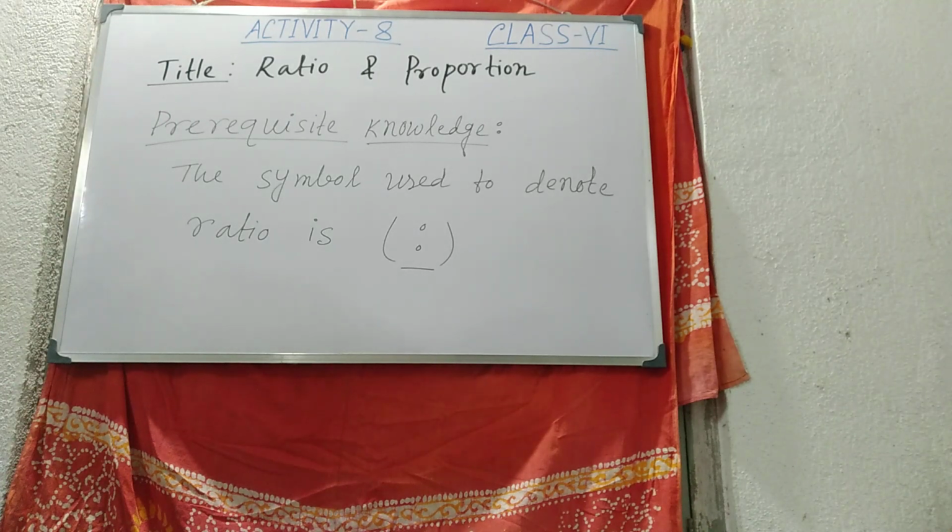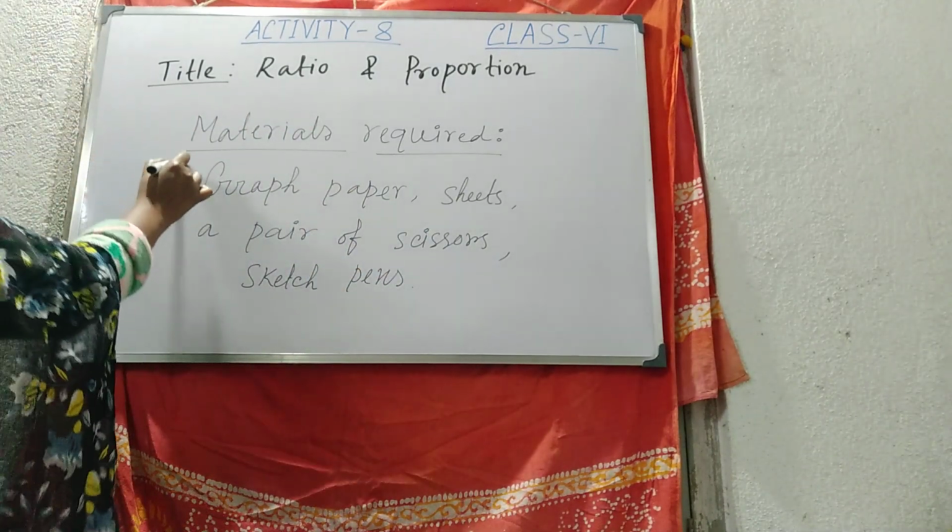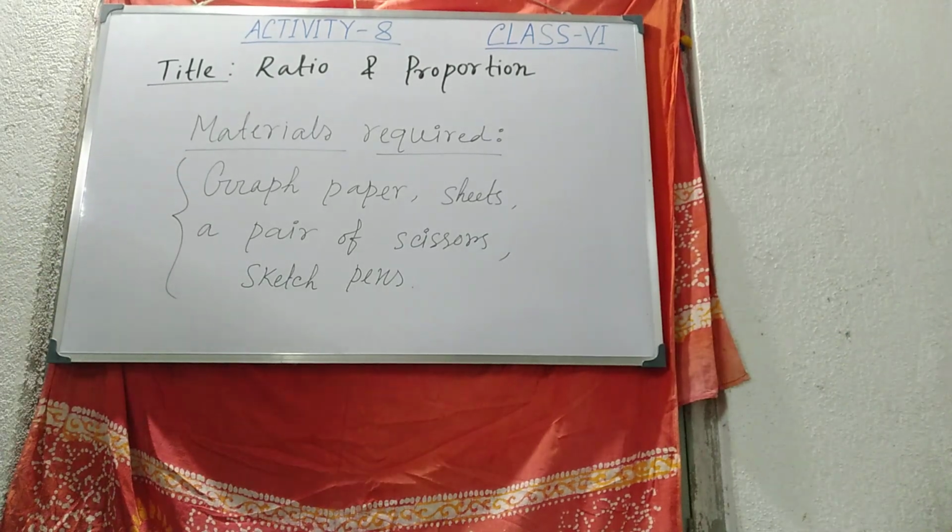Let us move to our next point, which is materials required. Means what are the materials that we need for doing this activity? Let us have a look at this. For materials we need graph paper, sheets, a pair of scissors and sketch pens. These are the materials that we need for doing this activity.